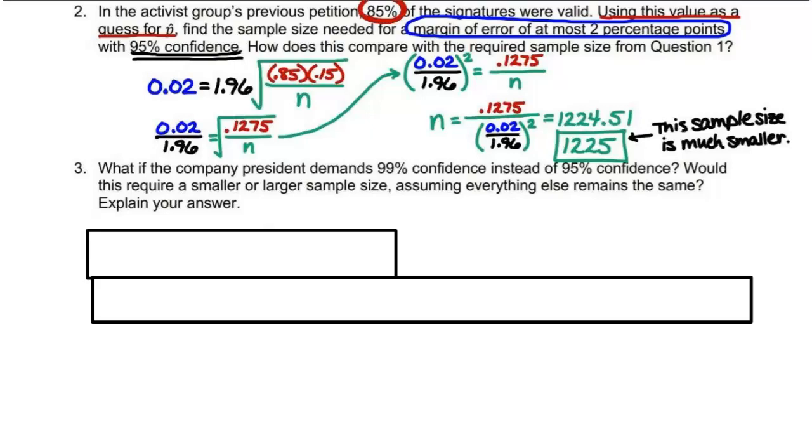That sample is a lot smaller than what we got in number 1. What was number 1 again? 2,401, so almost half. It's not quite half, but ballpark half-ish of what we needed before.